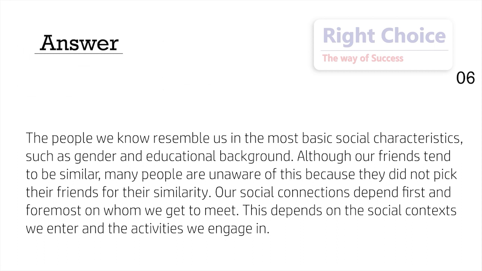The people we know resemble us in the most basic social characteristics, such as gender and educational background. Although our friends tend to be similar, many people are unaware of this because they did not pick their friends for their similarity. Our social connections depend first and foremost on whom we get to meet. This depends on the social contexts we enter and the activities we engage in.